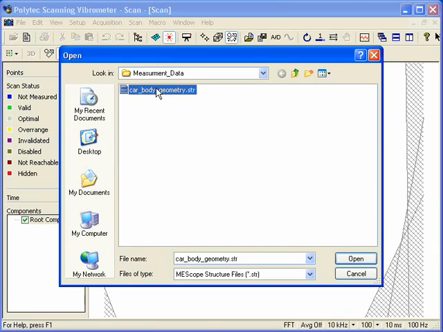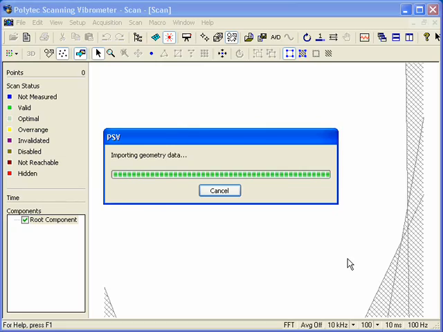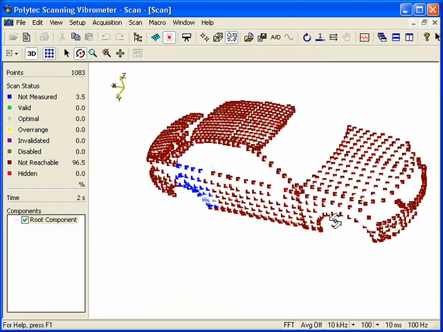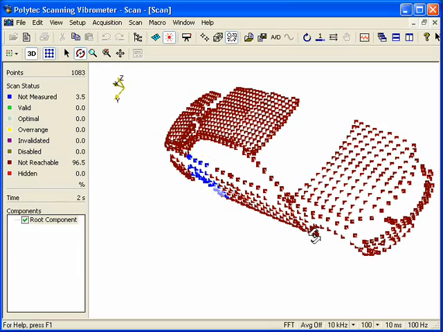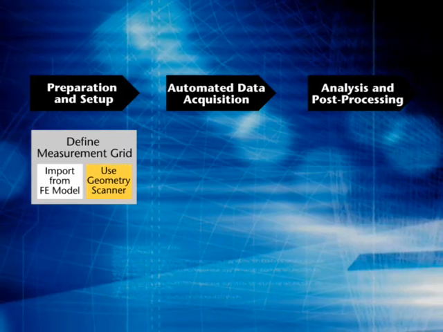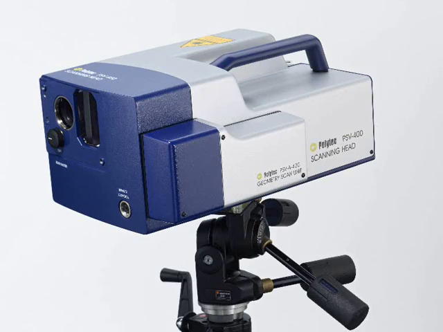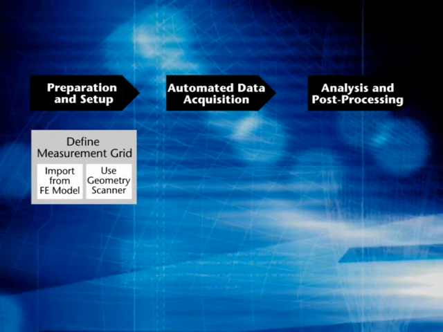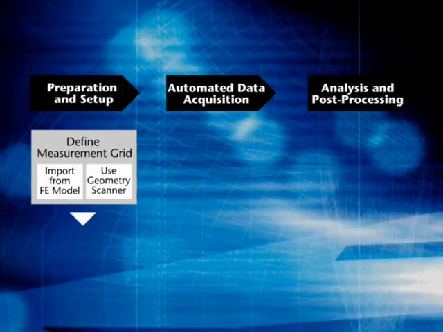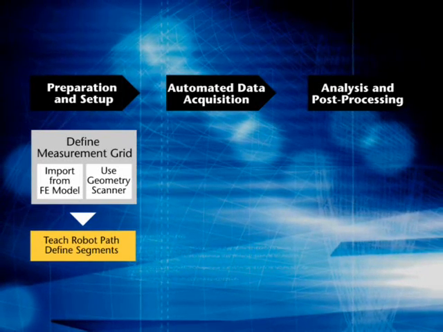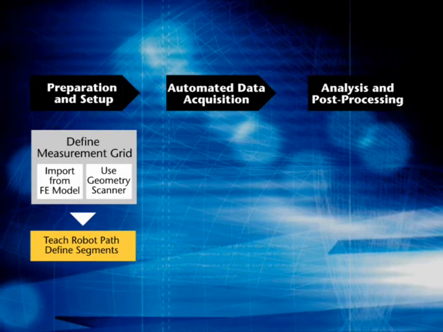The surface nodal points of the structure's FE model are directly imported into the RoboVib software package. Alternatively, the geometry of the structure can be experimentally determined using the automated geometry scanner. Finally, a teaching mode is used to define the path of the robot and the segments for measurement.